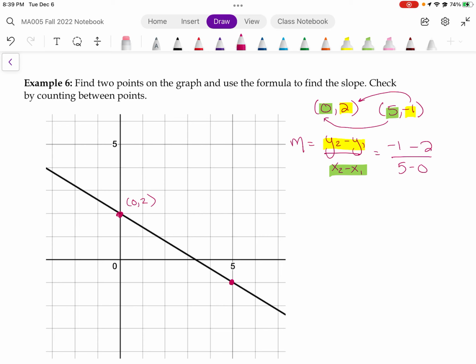Okay, so that's all there is to the 2's and the 1's as the subscripts there. Okay, now be careful. Negative 1 minus 2 is negative 3. 5 minus 0 is 5. So we get a slope of negative 3/5. So now let's check. We're going to go down, down 3. So that's negative 3, right 5. There we go. There's our negative 3/5.